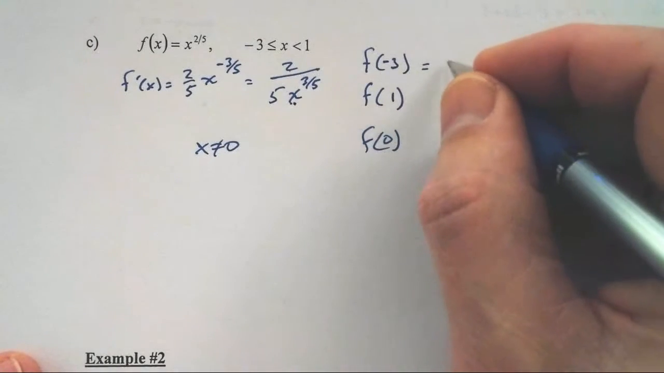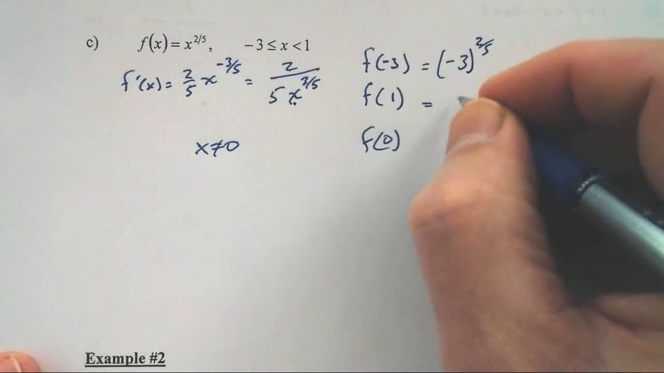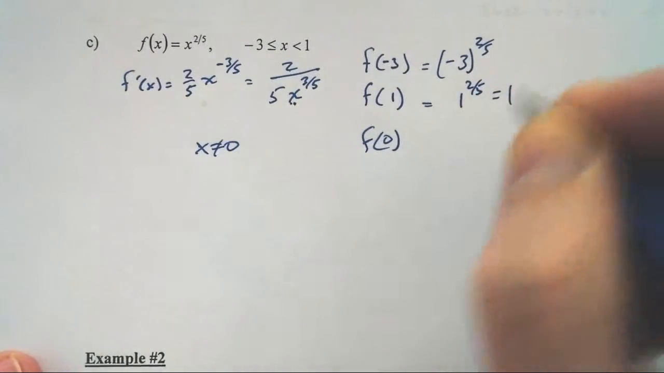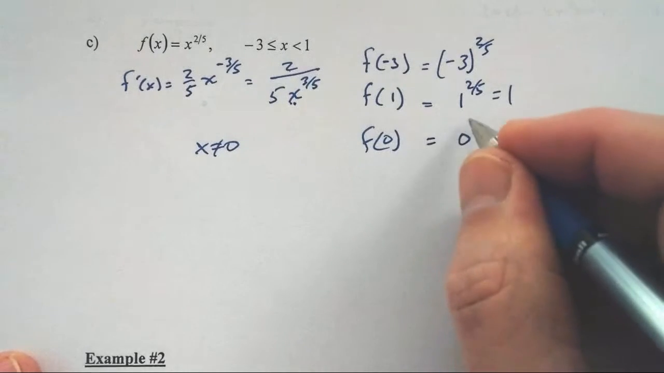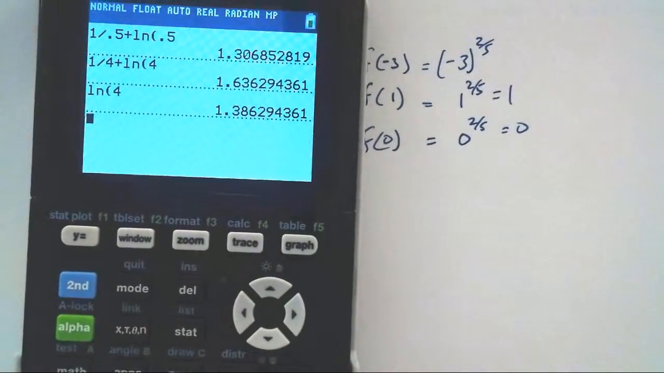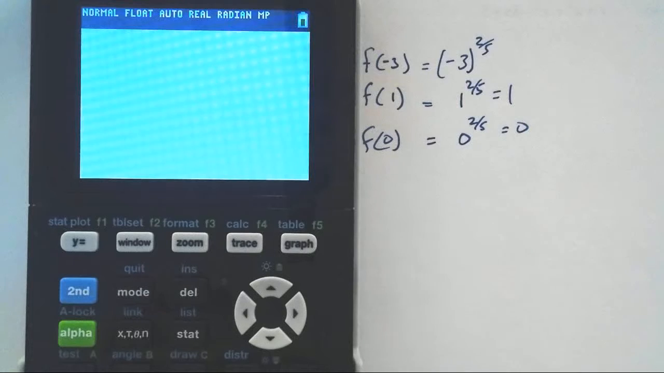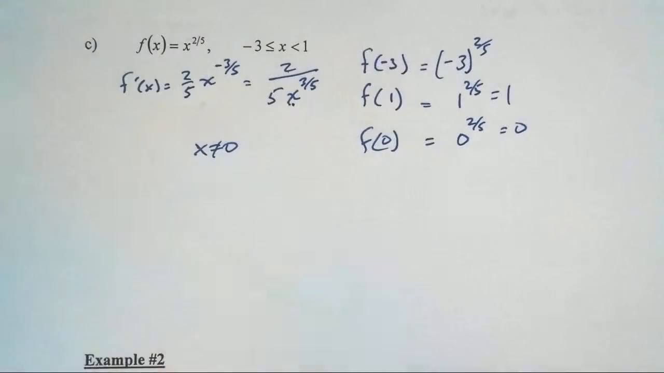So f of -3 is -3 to the 2/5. f of 1 is 1 to the 2/5, which of course is 1. And f of 0 is 0 to the 2/5, which of course is 0. So let's just find our approximation for -3 to the 2/5. And I go negative, whoops, I better put that in parentheses. Clear, clear, clear. Parentheses, -3 raised to the 2/5. And I get 1.552 approximately.